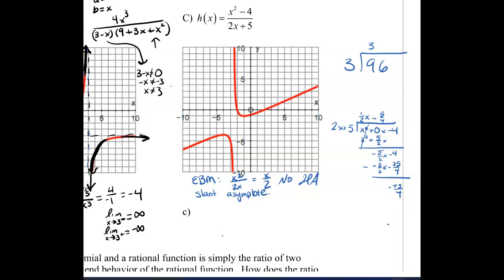So what this turns into is a remainder of negative 75/4 over 2x plus 5. Well, in this case, my denominator would grow significantly faster, so that remainder, as gross as it is, is basically not going to matter, because if our denominator grows faster, that piece is going to go towards 0 as I plug in bigger and bigger numbers. So really, the only thing I care about is the stuff up here. So my slant asymptote is just at y equals 1/2 x minus 5/4.